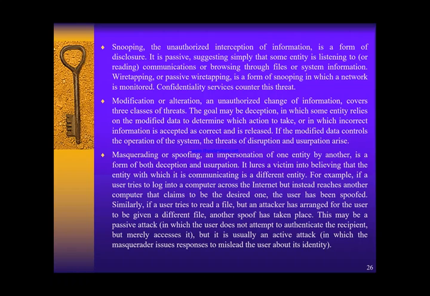An unauthorized change of information covers three classes of threats. The goal may be deception, in which some entity relies on the modified data to determine which action to take, or in which incorrect information is accepted as correct and is released. If the modified data controls the operation of the system, the threats of disruption and usurpation arise.